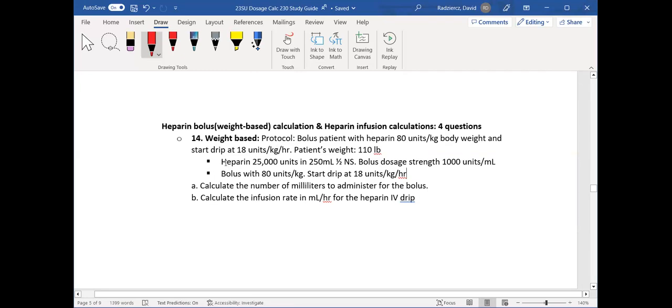Then it gives you your available. You have an IV of 25,000 units in 250 milliliters half normal saline. And you have a bolus dose of 1,000 units per milliliter. So when you calculate the bolus, you're going to use the bolus dosage strength. And when you're calculating your flow rate, you're going to use your IV. All right. So step one is we need to convert the patient's weight in pounds to kilograms. I think at this point, we all know that it's just divided by 2.2. And I'm going to get 50 kilograms.